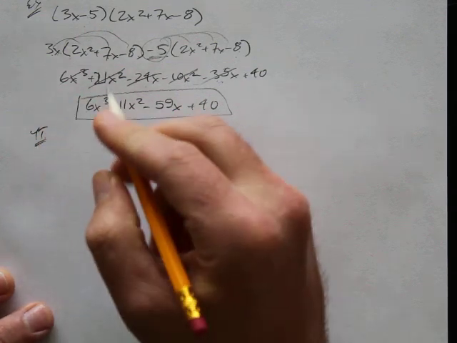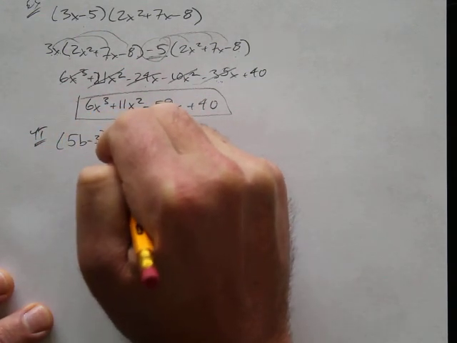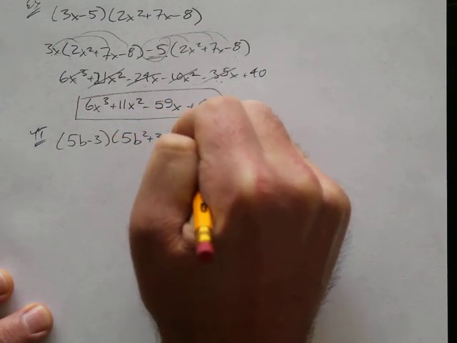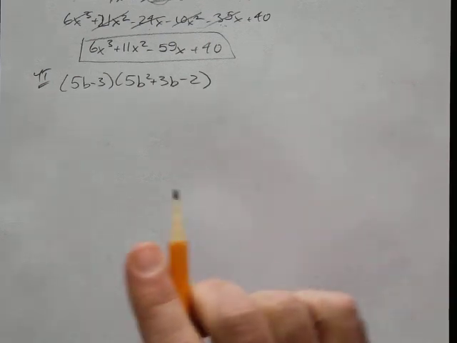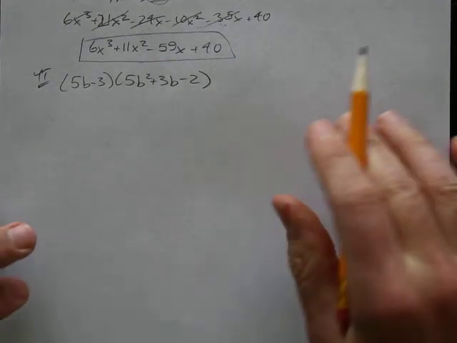Now you do one without me. All right, 5b minus 3 times 5b squared plus 3b minus 2. All right, do this one, and then I've got a challenging one for you, and then we are all done. All right, let's see how you did.